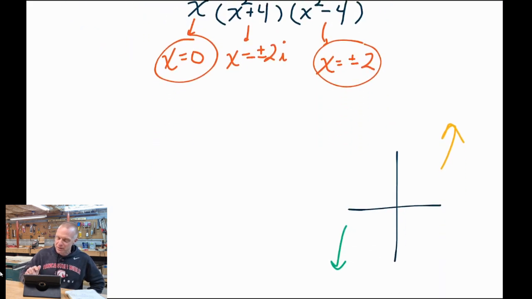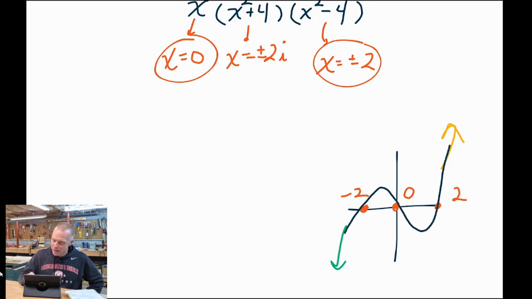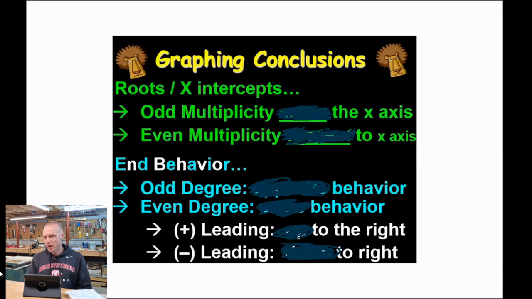So if I have a multiplicity of 1, when I get to the business of putting them on the graph, it just means that the polynomial is going to pass right through those roots. It's going to cross the x-axis. So we draw a graph that's going to cross the x-axis, turn, and connect the dots in this manner. Are we ready for some conclusions?